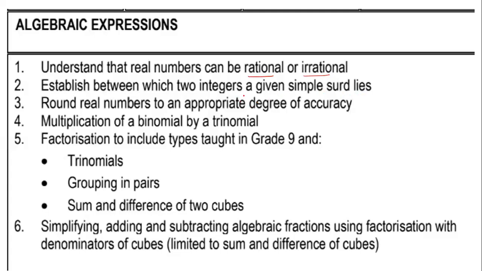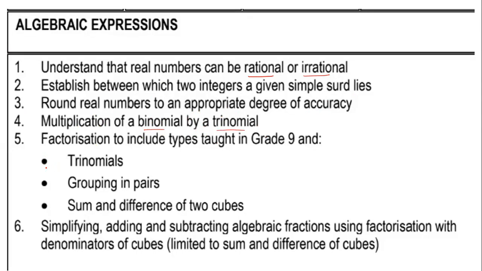So what's happening here is you're going to be provided with two sets, and we're going to have to be able to determine two integers that lie between those two sets. And then number three, we need to round real numbers to an appropriate degree of accuracy. I think we also know how to round off numbers. Therefore, number four, we're going to multiply a binomial by a trinomial. We know that binomial simply means two terms, and trinomial simply means three terms.